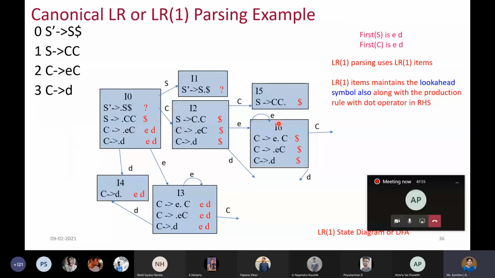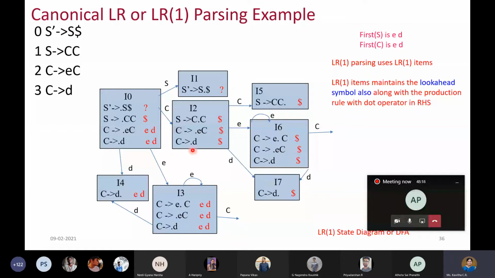Okay, so when you expand C, you'll get these two rules, dot EC and dot D. And why this dollar as a look ahead symbol? That is because after C, what we have is nothing, and anyway you're going to take epsilon dollar. So first of epsilon dollar is dollar. This also I had finished, I think, in the last class. So that's how it is I6.